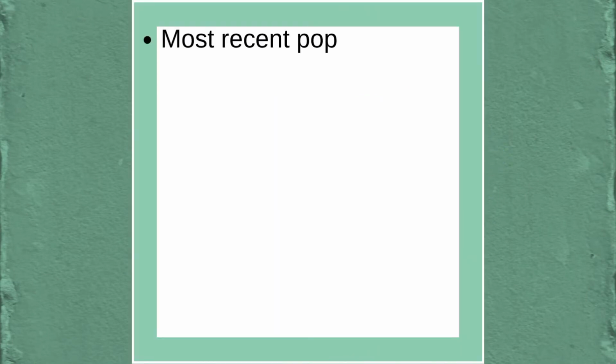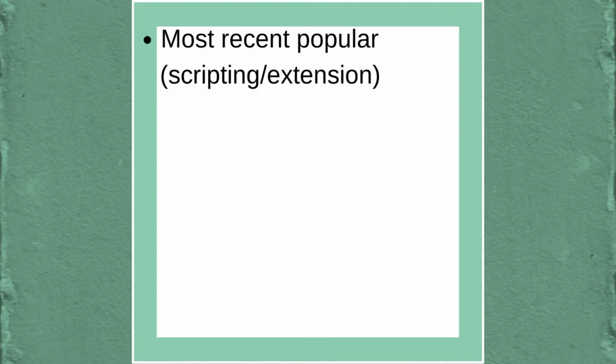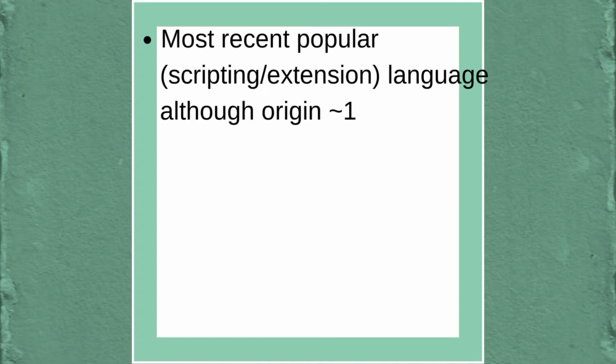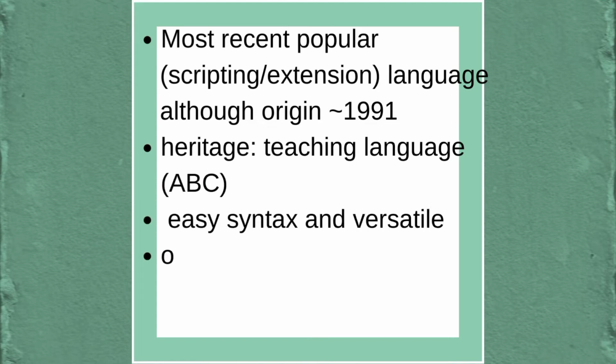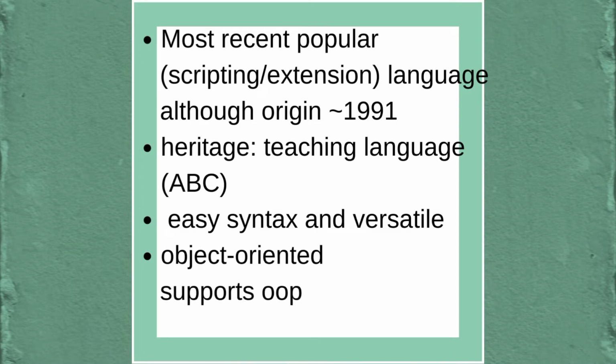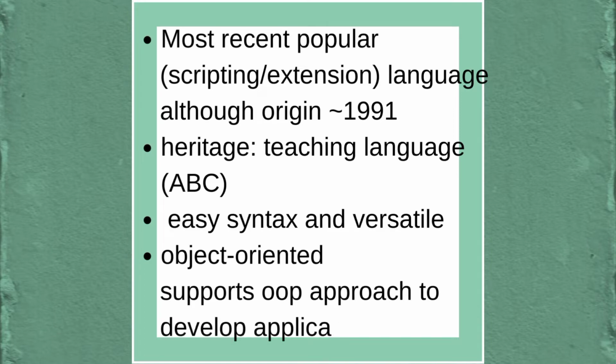So, what is Python? Well, Python nowadays is considered to be the most popular language, and it is only due to its easy syntax and versatile nature. Python was released even before Java in 1991 and is considered to be an easy teaching language. Python also supports object oriented programming, which means it is a great approach towards developing applications.